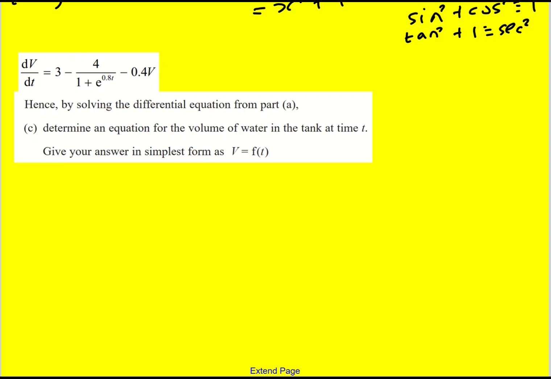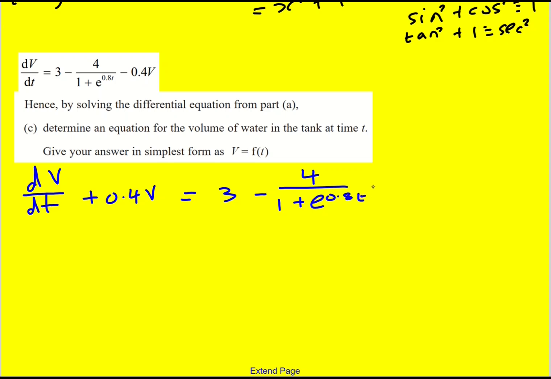We're going to be using an integrating factor here. The first thing we're going to do is write it as dv by dt plus 0.4 v is equal to this function on the right, 3 minus 4 over 1 plus e to the 0.8t. Now we need to multiply both sides of the equation by e to the power of the integral of 0.4 with respect to t. I'm just going to remind you where that comes from, but that is something to remember.